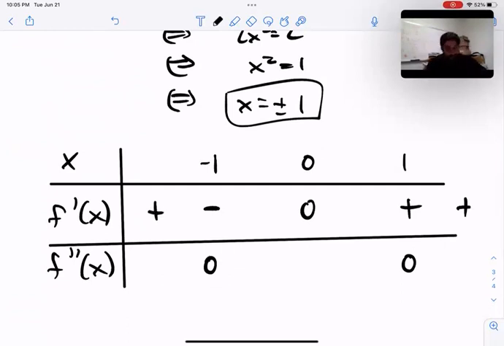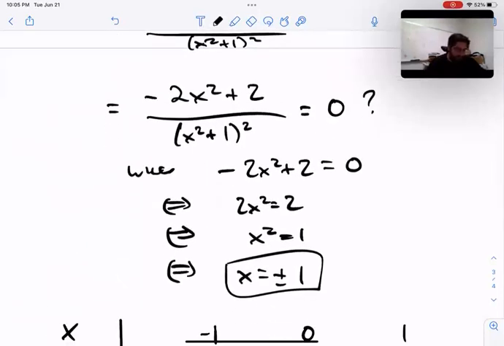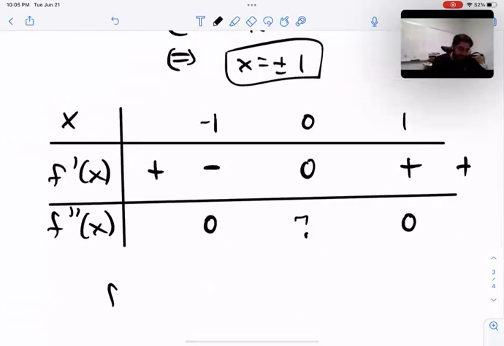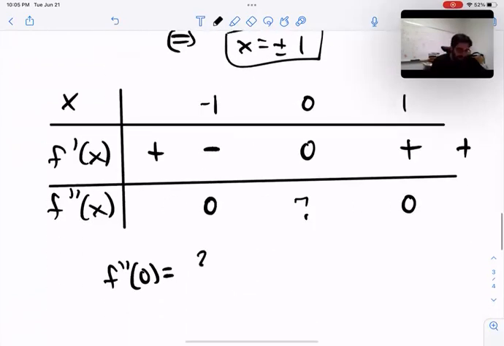I can also then ask myself for the second derivative, what are the signs, right? So what's the sign of the second derivative at 0? We'll just plug in 0 and find out, right? So here, to know what to put here, I could just calculate it. I have a formula for f double prime, so just calculate the value, right? So f double prime at 0 is going to be what? It's 2 over 0 squared plus 1 squared, which is 2, right?